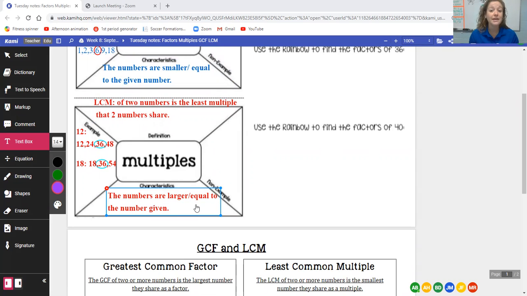It can also be equal, because if we are trying to find the multiples of 12, we would start out with that number 12, and we would skip count by that number. So for the number 12, if we found the first 4 multiples, each of those would be multiplied by 12. So 12, 24, 36, 48. And then go ahead and do 18. What would the first 4 multiples of 18 be?